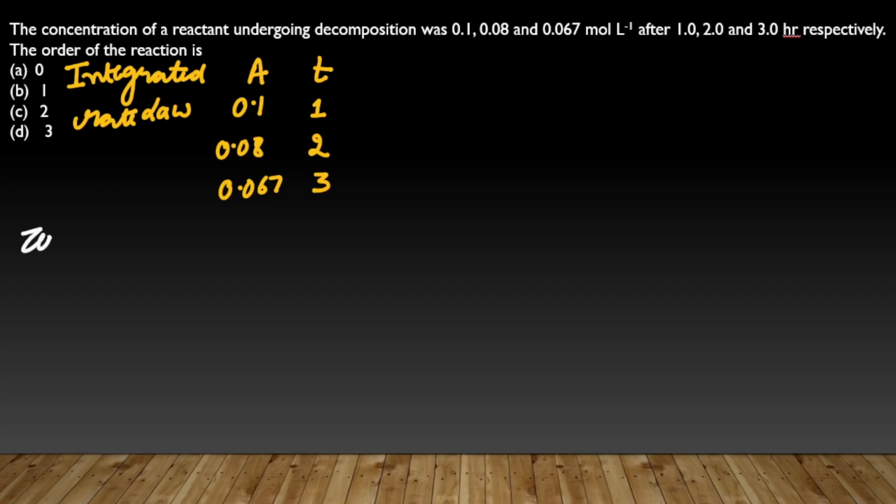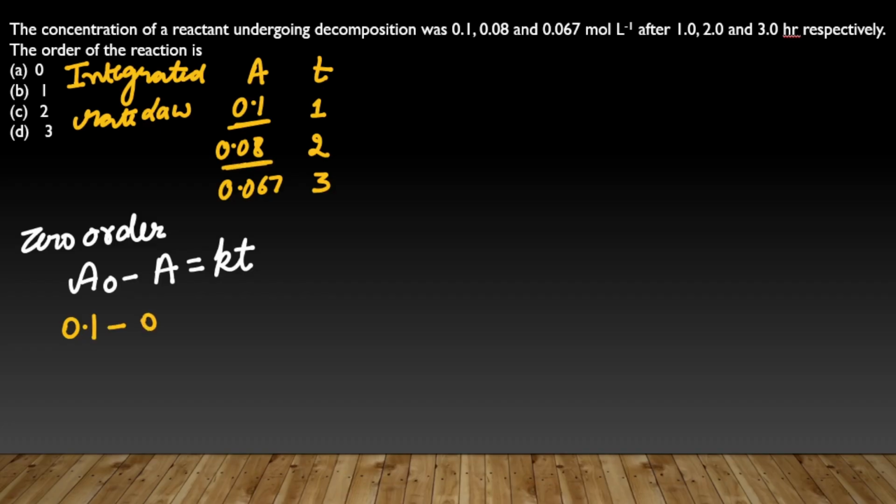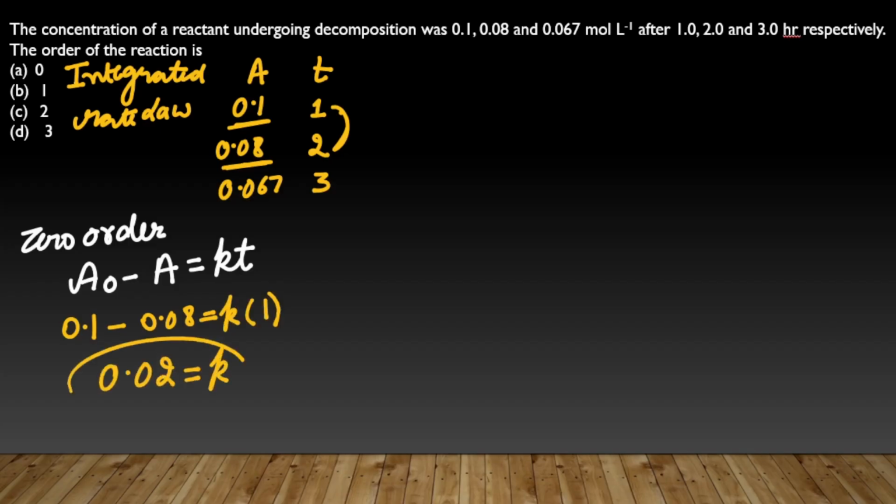For example, firstly let us check this one for the zero order. For the zero order kinetics, the integrated expression we have is A naught minus A equals Kt. So A naught we can consider the initial concentration, which is 0.1. The remaining one is 0.08. The time span you are having is 1 hour. So this is K into the time, right? Solving this, 0.02 is the rate constant that we are getting from the first data, right?